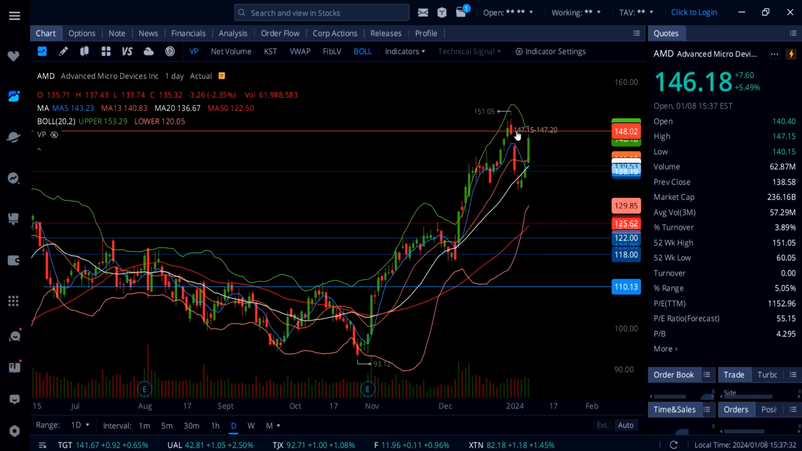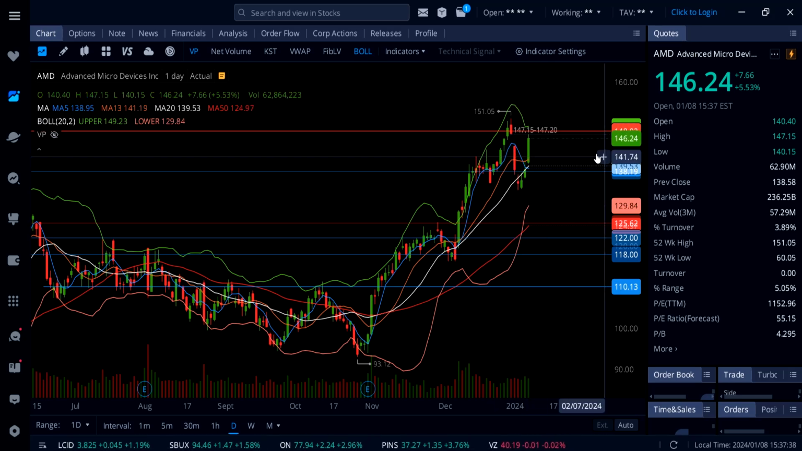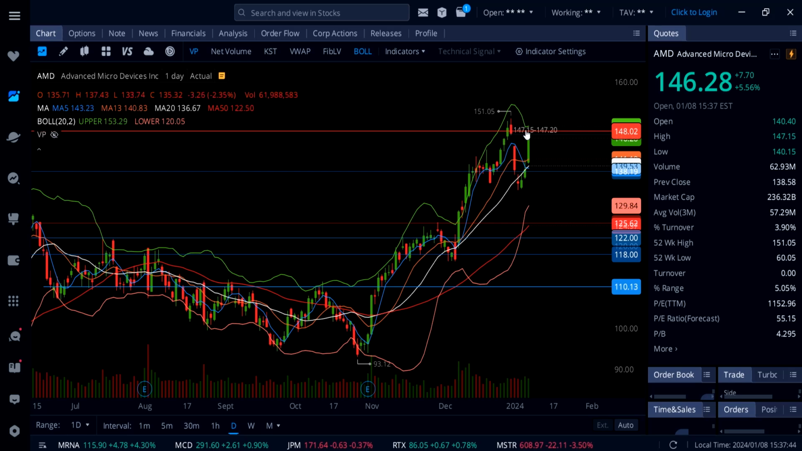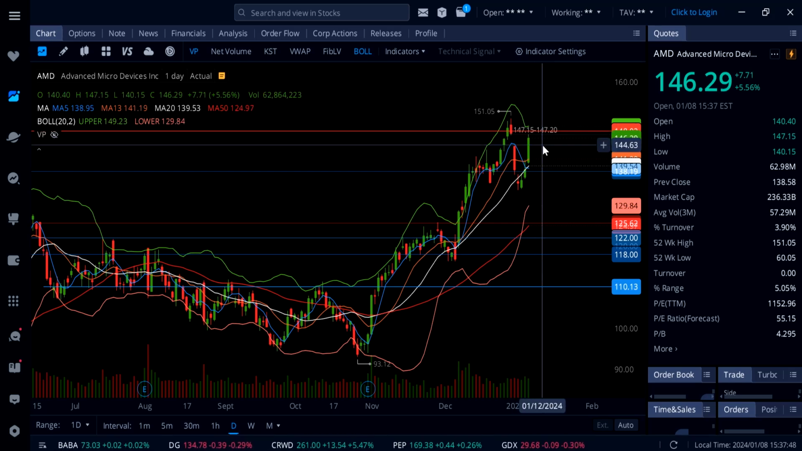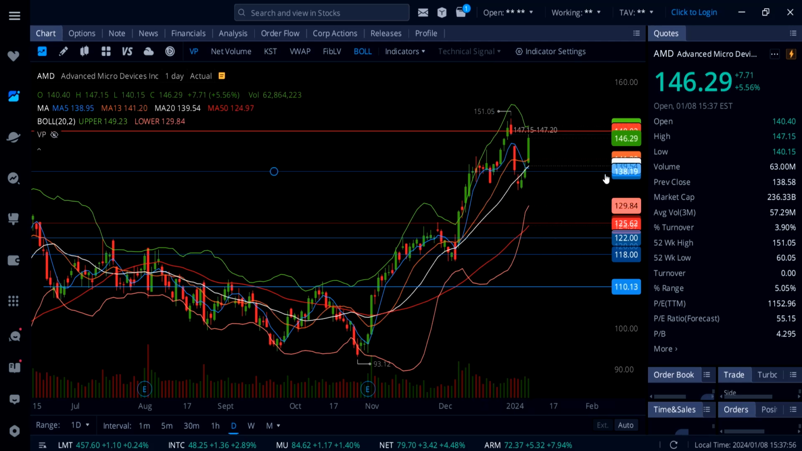If AMD can break and hold that right here, then watch out for a move up to 150 plus. Now below this right here, 147.20 to 148, if this thing gets rejected, then watch out for a dump back down to, I would say, right here 144, and then right down here 141.20, and then 138, a strong support on AMD.